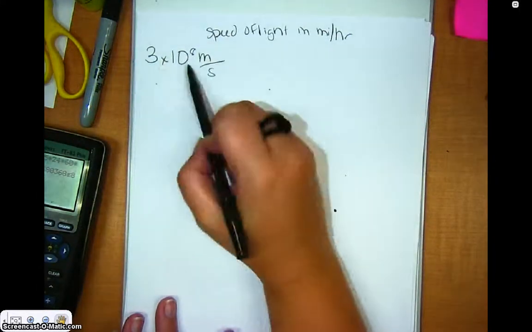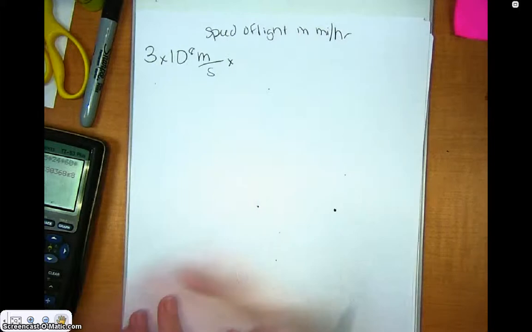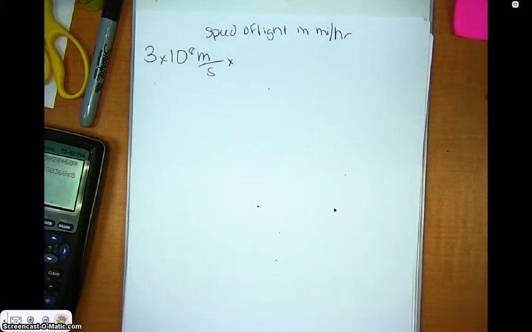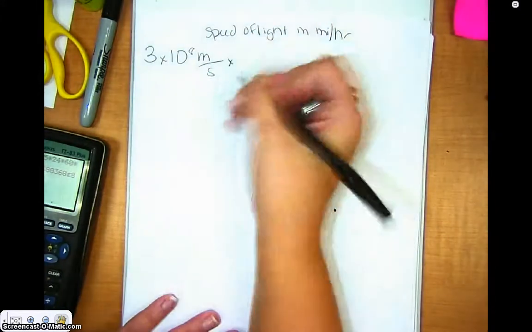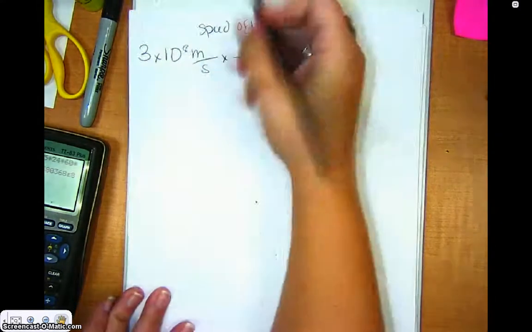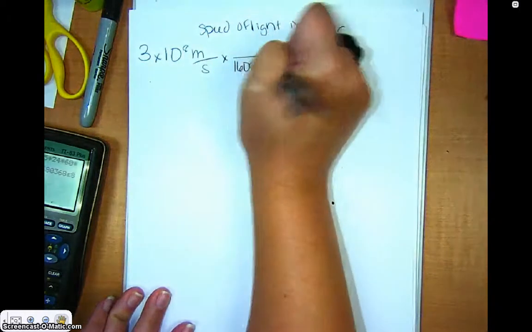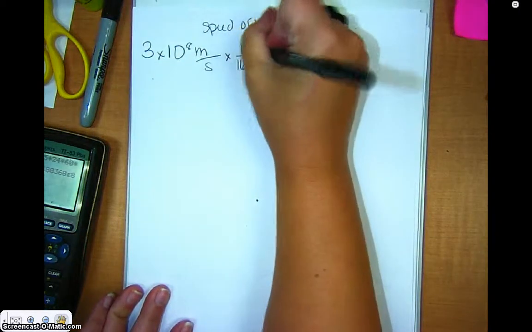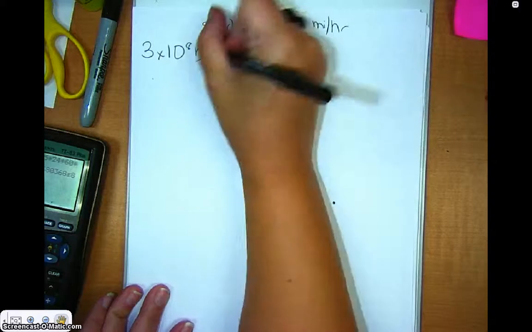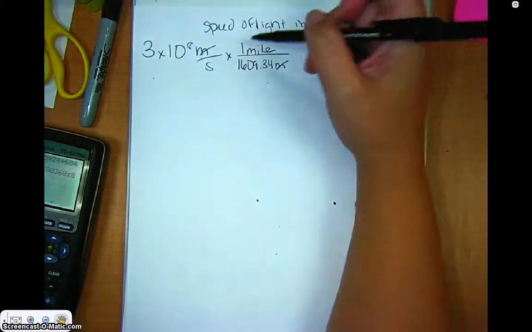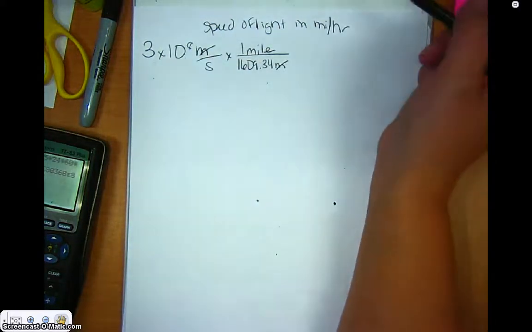So we start with 3 times 10 to the 8th meters per second. I'm just going to pick one unit and convert that first. So I'm going to go ahead and write the conversion factor to take it from meters to miles. I want meters to cancel and I want miles to stay. Well, there are 1,609.34 meters in every 1 mile. So my meters will cancel. Now, if I were to plug that into the calculator, I have miles per second.